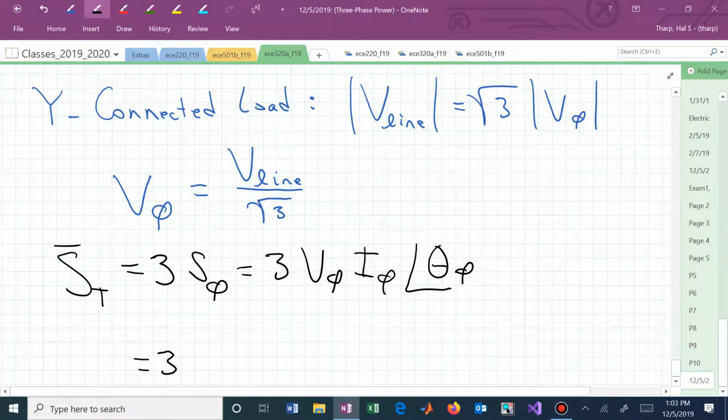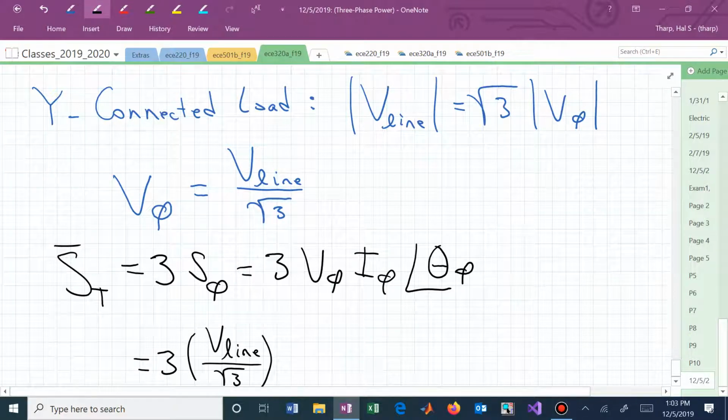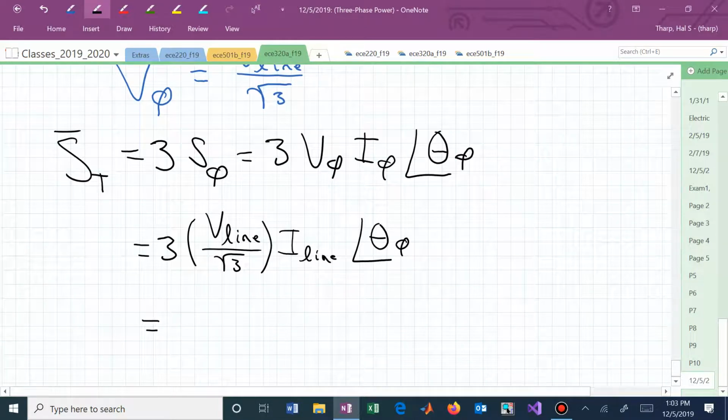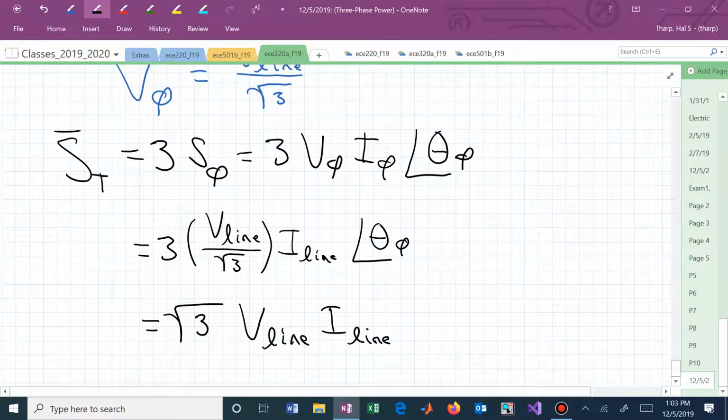We have 3 times V sub phi, which we just derived to be V line over the square root of 3. I sub phi is just I line, at an angle of theta sub phi. Now we can clean that up and say, there's where the square root of 3 comes from, if we have our quantities known in terms of line voltage and line current.